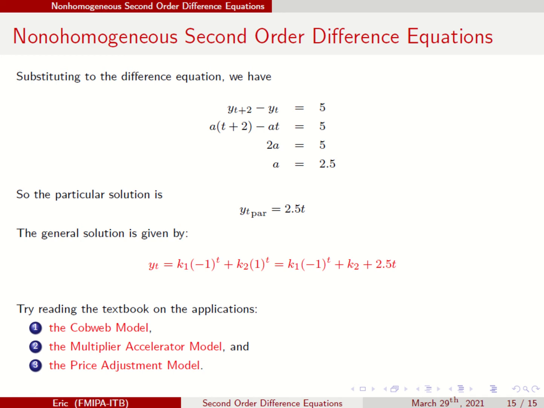Okay, try reading the textbook on the applications, that is the cobweb model, the multiplier accelerator model, and the price adjustment model. Try to read it by yourself. Okay, we will talk again about this, I think we are going to talk about just one or two models. The last model I will leave to you, so you have to read the textbook. Okay, thank you very much.